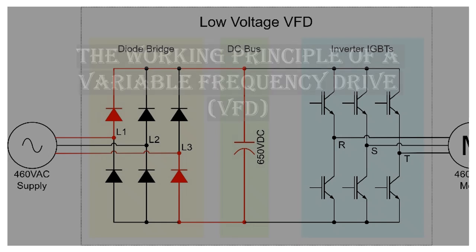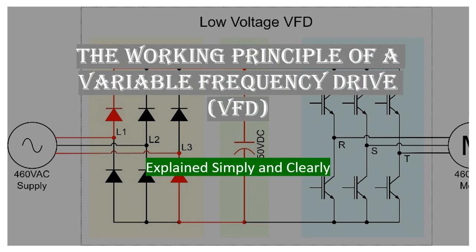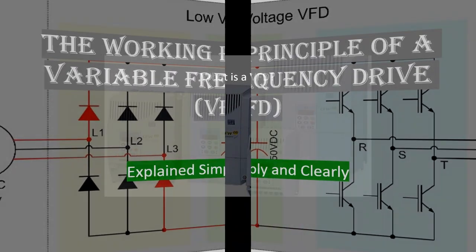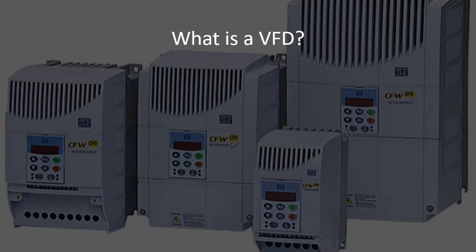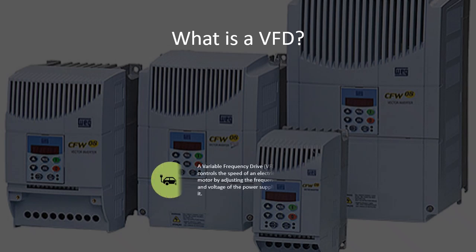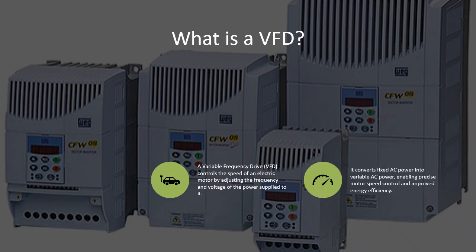The working principle of a variable frequency drive, VFD, explained. A variable frequency drive, VFD, controls the speed of an electric motor by adjusting the frequency and voltage of the power supplied to it. Essentially, a VFD converts fixed AC power into variable AC power, allowing for precise motor speed control and improved energy efficiency.